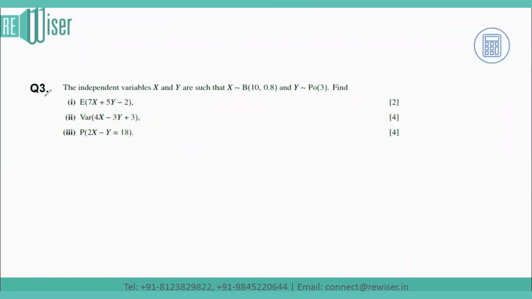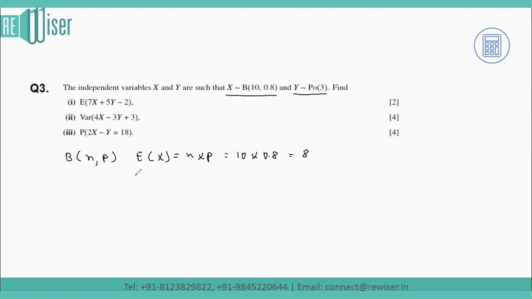Hello students. Question 3 says the independent variables x and y are such that x follows the binomial distribution and y follows the Poisson distribution. For the binomial distribution, the parameters are n and p. If I have to calculate the mean or the expected value of x, its formula is n into p. The value of n is 10 and p is 0.8, so it is 10 into 0.8, and the expected value of x will be 8.